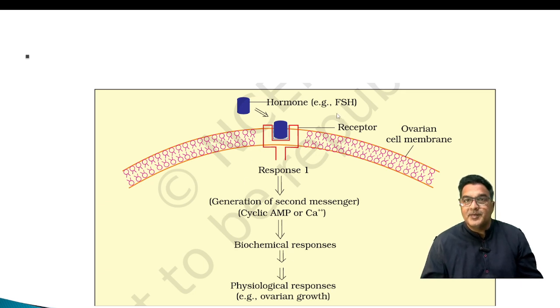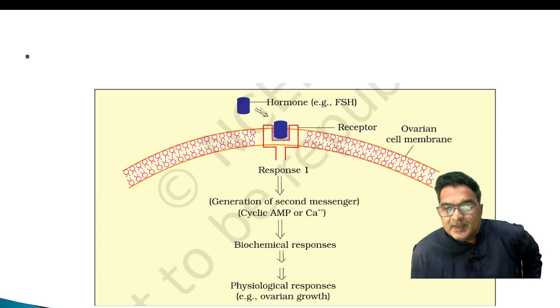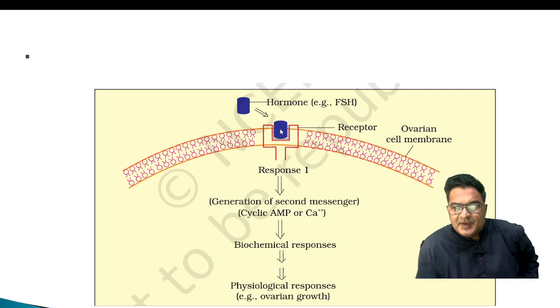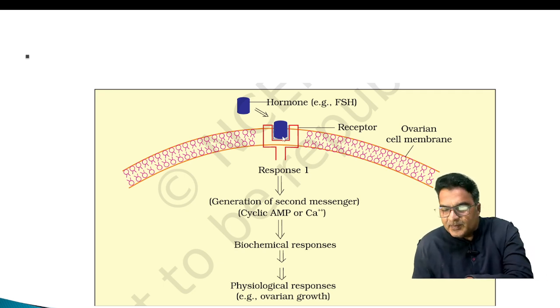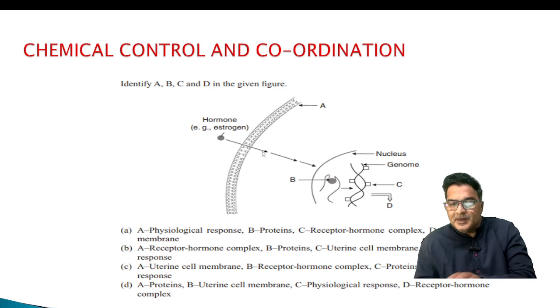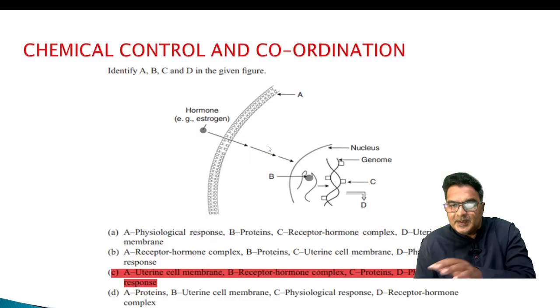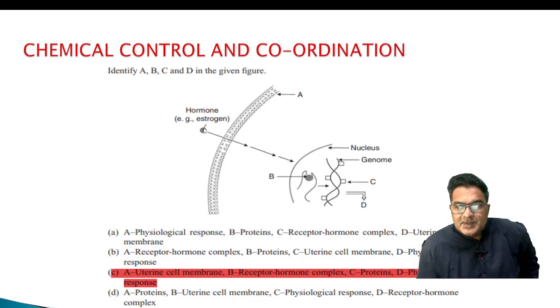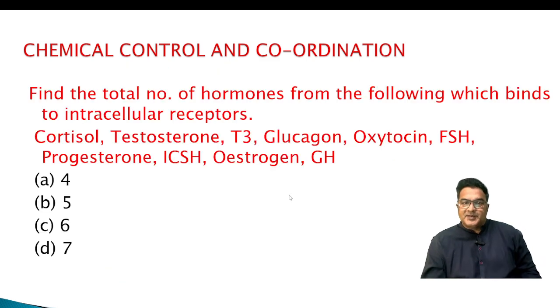Right, from the NCERT text it is taken here. Here FSH is given, whatever the same response. Pick the wrong one. This is intracellular. That is extracellular. Hormone estrogen going inside, hormone receptor complex. So A is the uterine cell membrane, and B is the hormone receptor complex. The hormone receptor complex is a particular protein, and D is the respective physiological response. A protein produced from the DNA gave the particular physiological response.